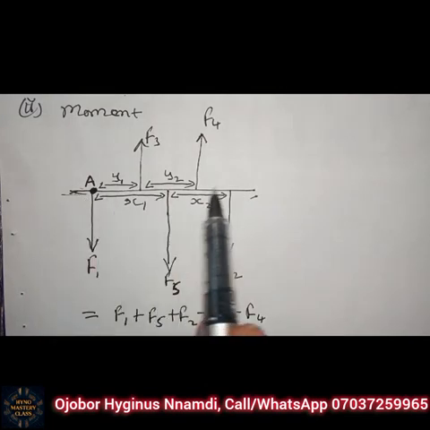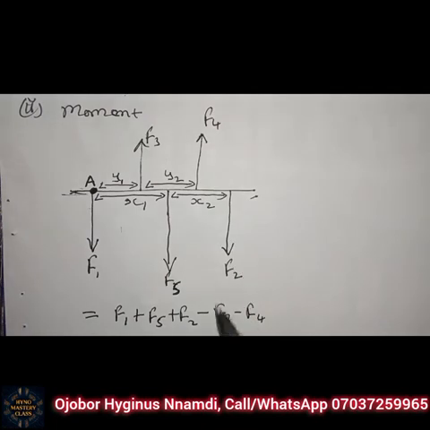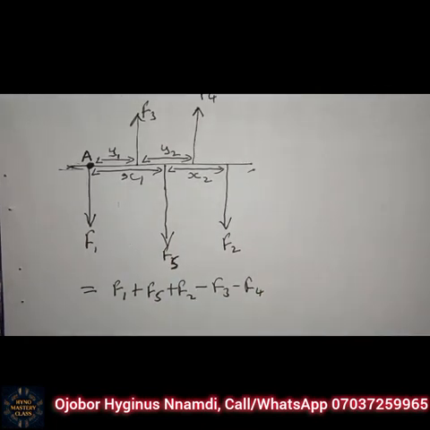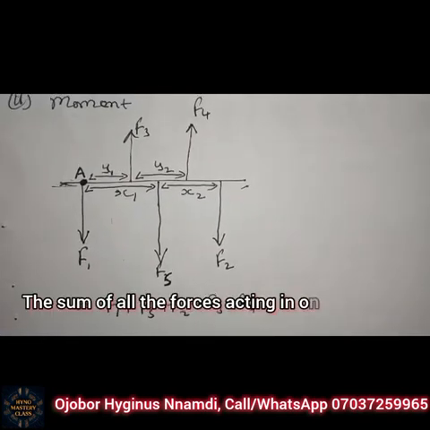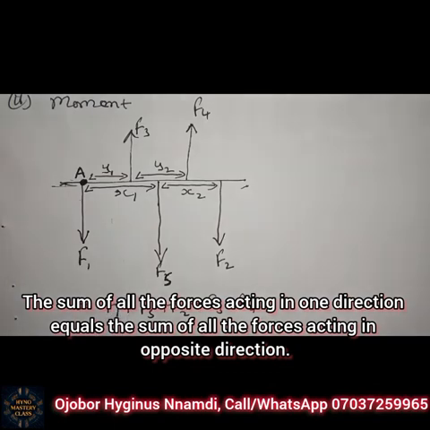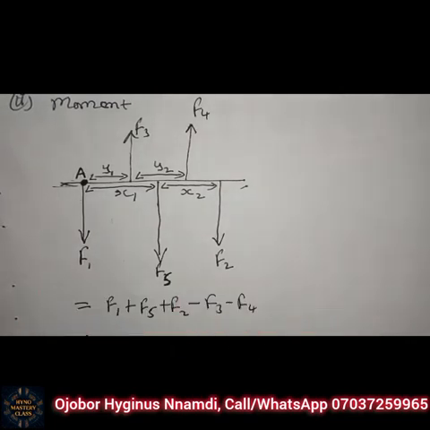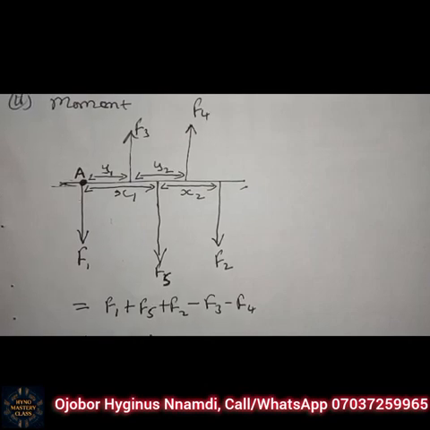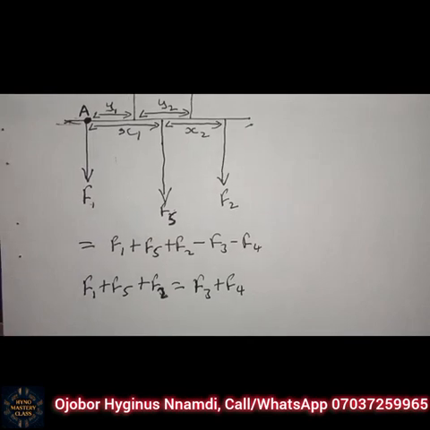So for this body to be in equilibrium, the resultant of all the parallel forces acting on it should be equal to 0. Or in another way, we can say the sum of all the forces acting on that body in one direction must be equal to the sum of all the forces acting on it in the opposite direction. That is another way to state it. So F1, F5 and F2, these three acting in one direction, is equal to F3 plus F4 acting in the opposite direction. So it does not matter how many forces.